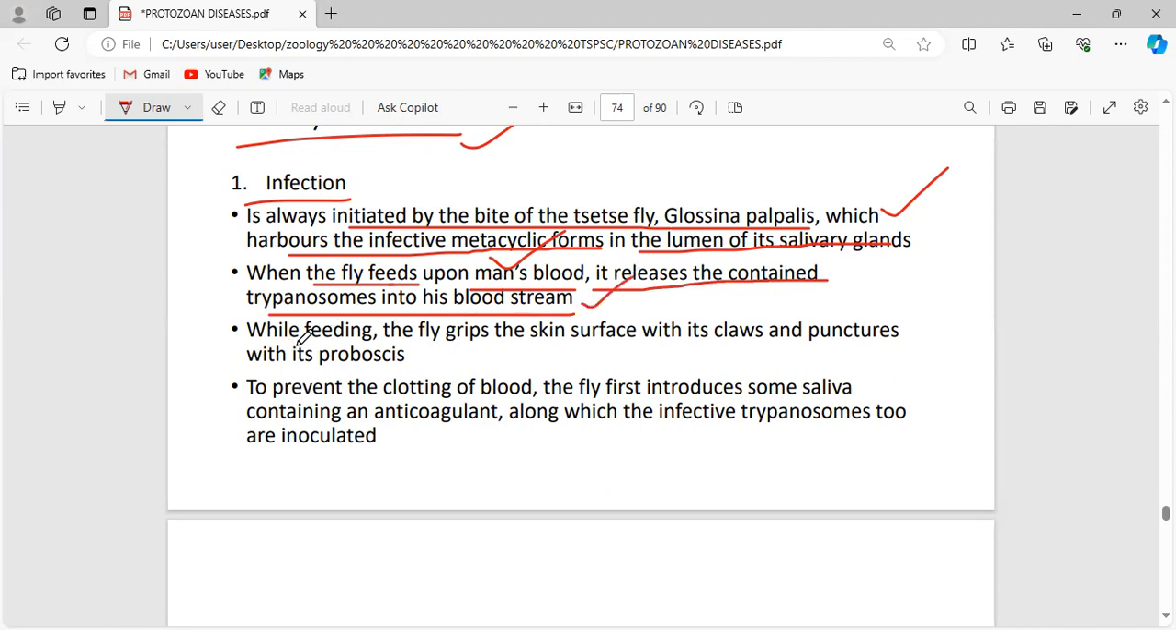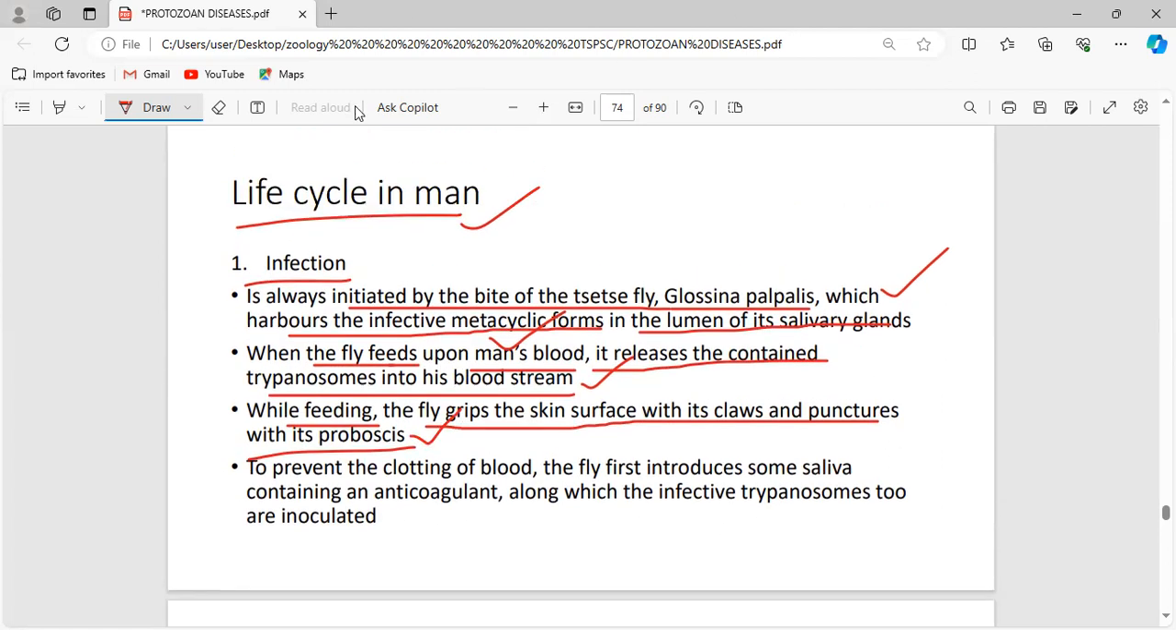Now, while feeding, the fly grips the skin surface with its claws and punctures it with its proboscis. And the salivary glands, when it bites the individual, this is the mechanism. You have to remember the same thing applies in malaria also. Consider this is the insect, and it is going to bite the human hand. Consider this is the surface of the human hand. It has to bite, and the blood has to come out.